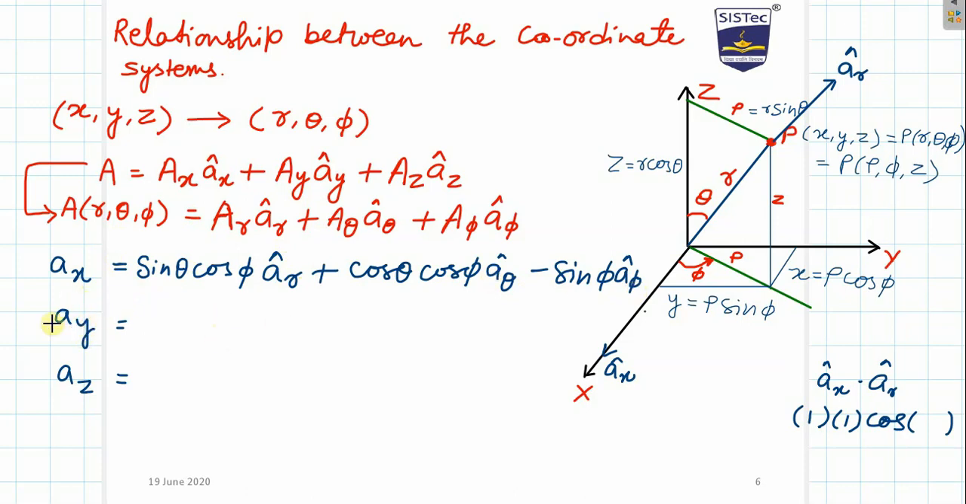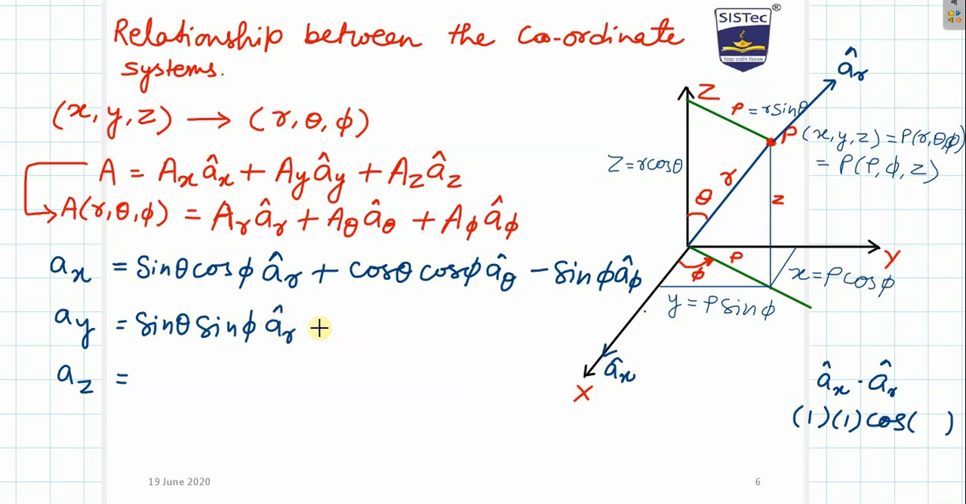Similarly, we should have the relation of AY along AR, A theta and A phi. So for AY also, see, this is your y axis and this is your R vector. So the R vector has to be moved on to the y axis. How can it be moved? This is your sin theta, and again this is your sin phi. Then you will come across this y axis. So this will be your sin theta, then sin phi, and this AR.